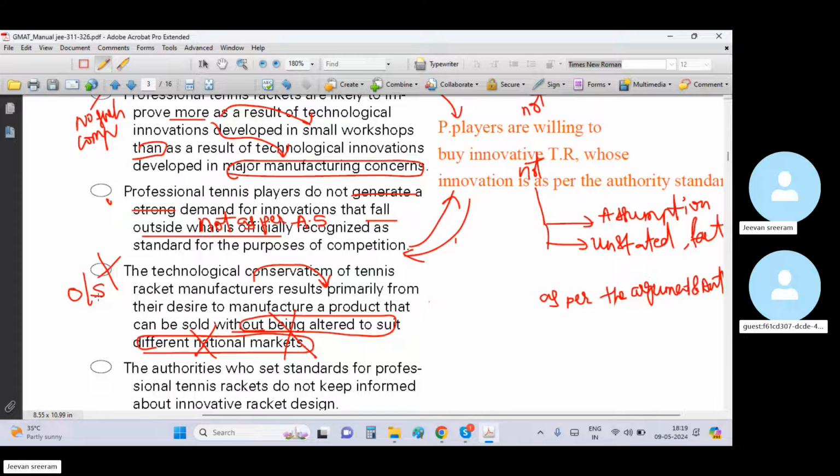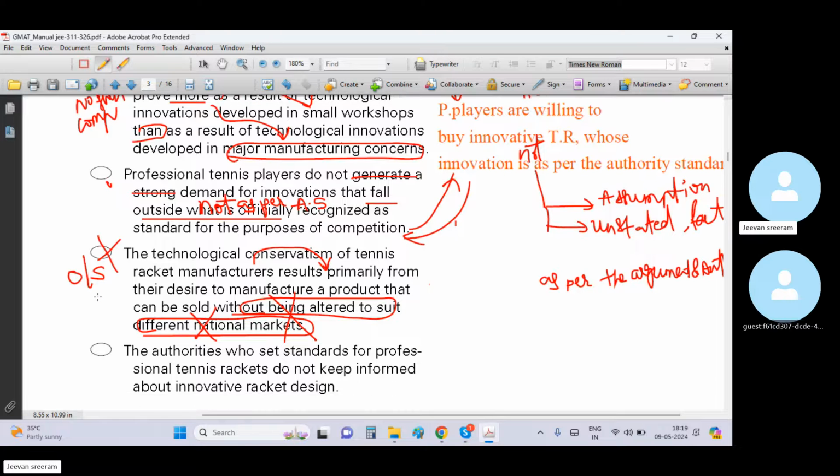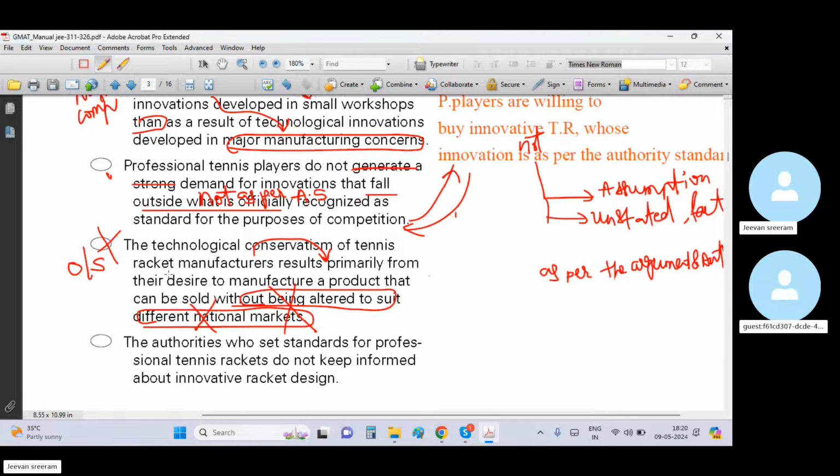But what's the reason given? It can only be accepted by the authorities. Whatever they want to create must be accepted by authority standards. Due to that restriction, they are not willing to produce an innovative tennis racket. But the sentence has been given with a different reason, something else, irrelevant. It's not at all.